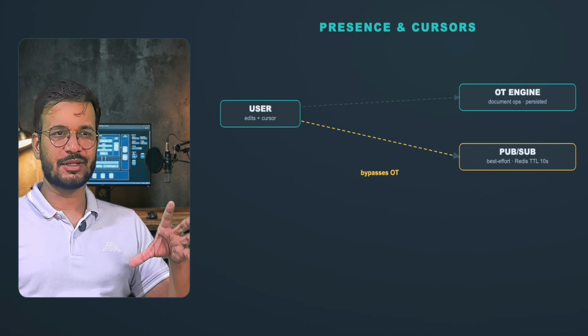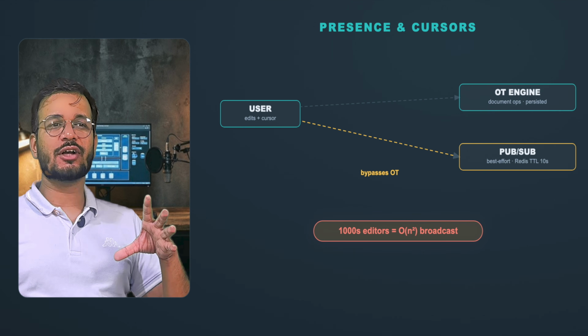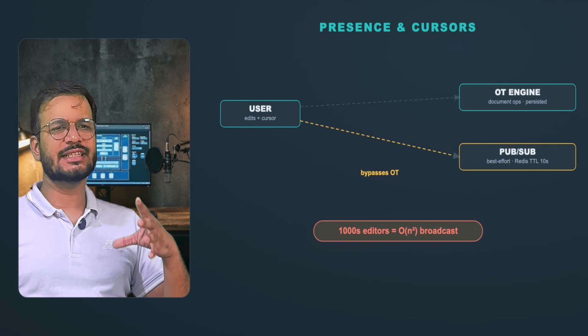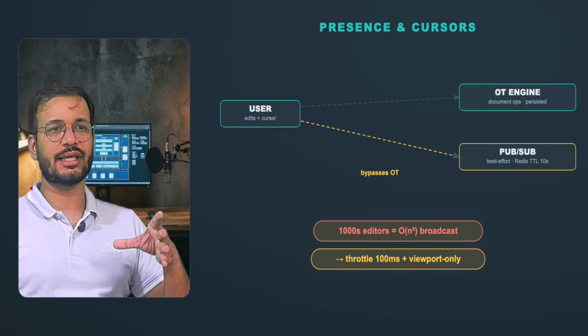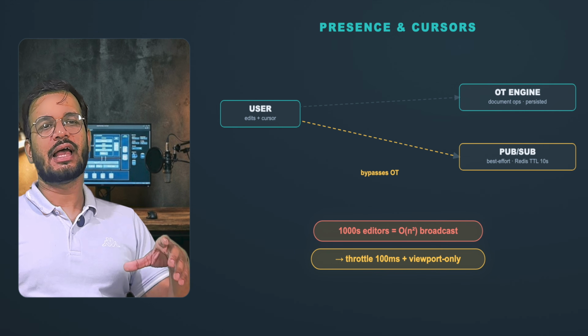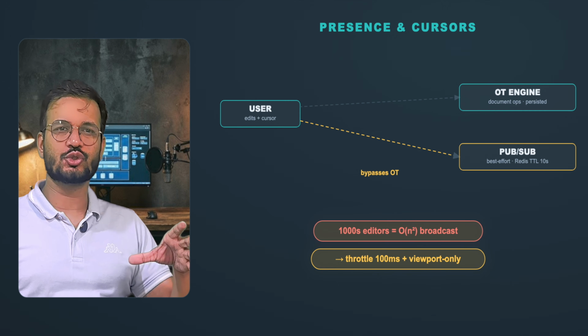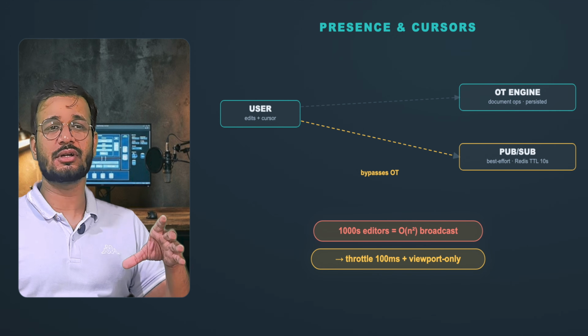Now, at scale, if a document has thousands of simultaneous editors, think of a company-wide shared doc, broadcasting every cursor update from every user to every other user is O(n squared). This is very unsustainable. At high participant counts, you throttle cursor updates, batch them, send at most once per 100 milliseconds, and only broadcast to the clients in the active viewport region.